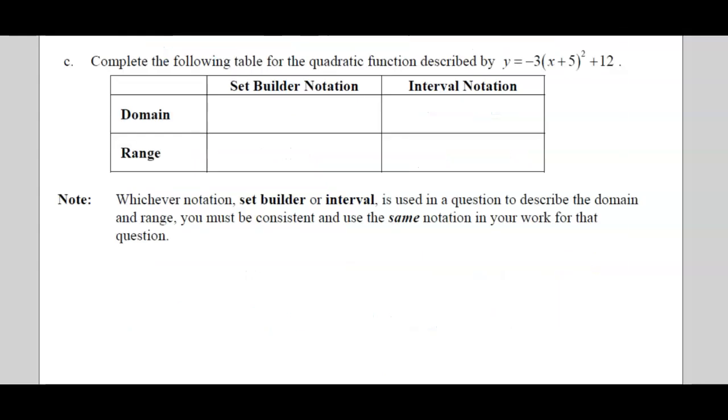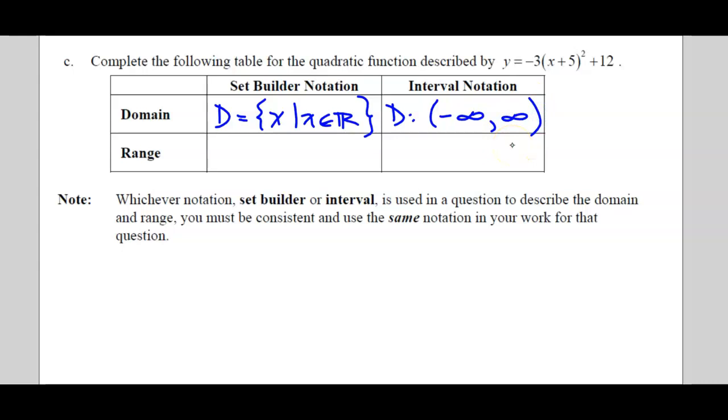And then, given this parabola, we did this one earlier, a couple of minutes ago, but we didn't do domain and range. So for this particular quadratic, in set builder notation, well, remember, for a quadratic, domain is always all real numbers. So in set builder notation, it's x element of set of reals. In interval, then that's negative infinity to positive infinity.